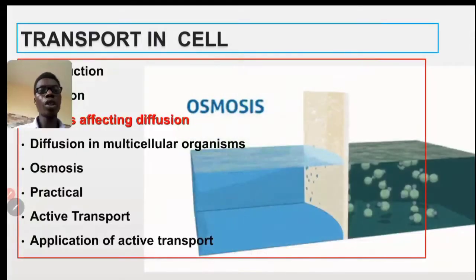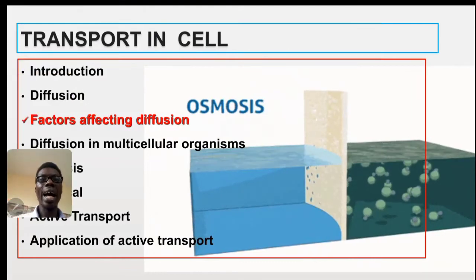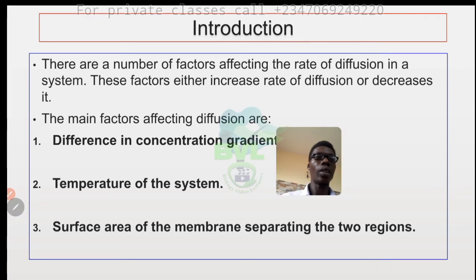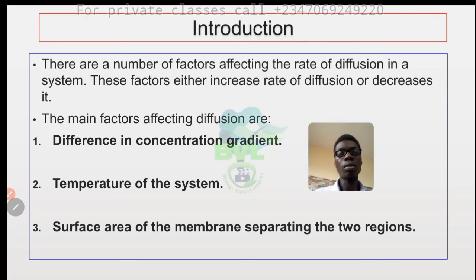So today we'll be moving on to factors affecting diffusion. There are a number of factors affecting the rate of diffusion in the system. These factors either increase the rate of diffusion or decrease it, as the case may be. The main factors affecting diffusion are the difference in concentration gradient, the temperature of the system, then the surface area of the membrane separating the two regions, like how wide it is, how much in contact it is, and all of those.